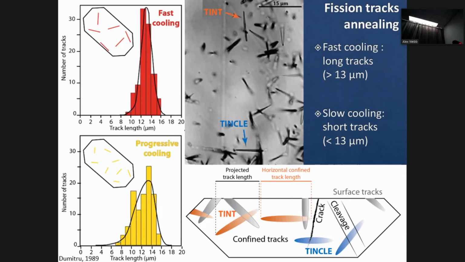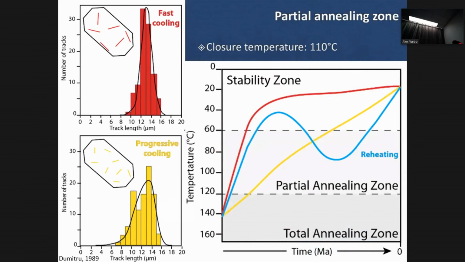So usually, if we can measure the track, we do it. And if we can't, we just try to see if we can get a signal with other tracks. This is represented like that when we do modeling. If you have a fast cooling, you go through the partial annealing zone in a very short time. If you have progressive cooling, you go through in a longer time. And then you can have reheating. Keep that in mind because I will come back to it after to talk about detrital thermochronology.